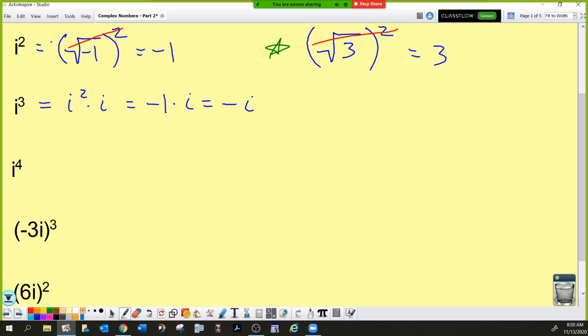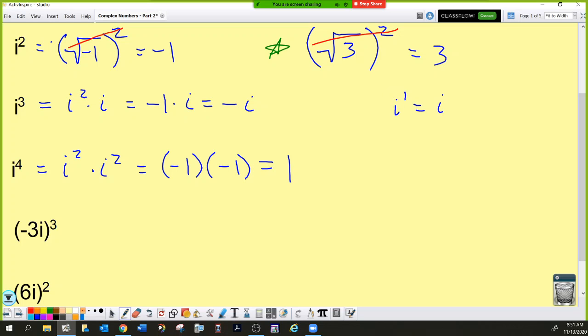i to the fourth. Can we all agree that i to the fourth is the same thing as saying i squared times i squared? Comfortable with that idea? Well, i squared is negative 1. So this says negative 1 times negative 1, which is positive 1. So there you have it.